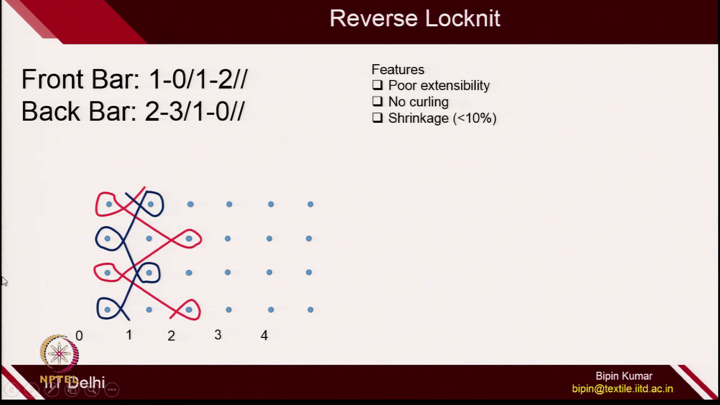The only difference for why we get different results in reverse Locknit and Locknit is changing the position of the front bar and back bar. Whatever was the lapping plan of the back bar is now shifted to the front bar, and whatever was the lapping plan of the front bar is shifted to the back bar.